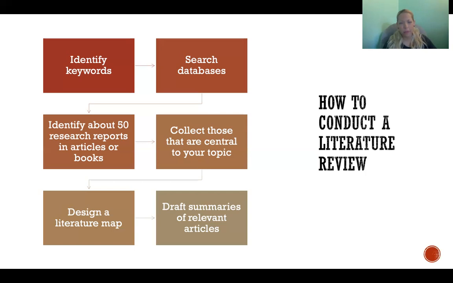Then once you have the most relevant studies that you want to refer to in your research proposal or your paper, then you can design a literature map. Again, I'll talk more about that in a few minutes. And then draft summaries of the relevant articles. So you're going to take those articles that you've chosen as being the most central and most important, and you're going to summarize those. So we'll walk through step by step here.